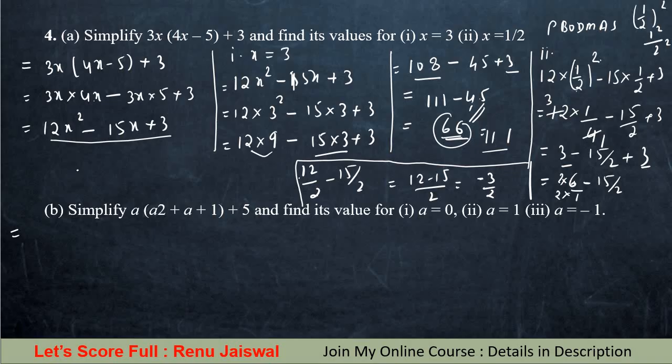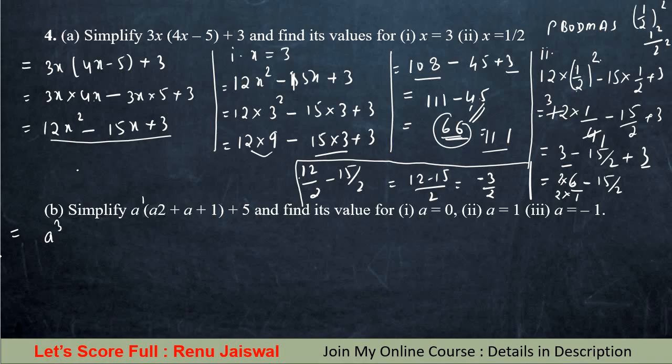Correct? Let's move to the next question. What it is saying? Simplify this and find its value at a is equals to 0, a is equals to 1 and a is equals to minus 1. So we have multiplied a monomial with the trinomial so many times. So I would recommend that you solve it. I'll show you the value, right? So pause and solve and then match the answer what I'm writing here. Okay? So a into a square will give me a cube, right?